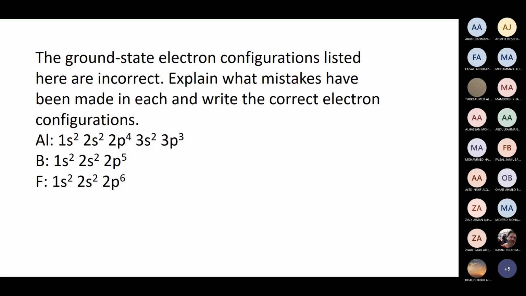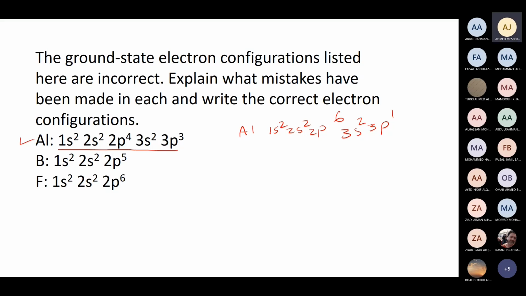Is this correct? What's the structure of aluminum? 1s2, 2s2, 2p6, 3s2, 3p1. That's aluminum, exactly. Is this the correct structure?